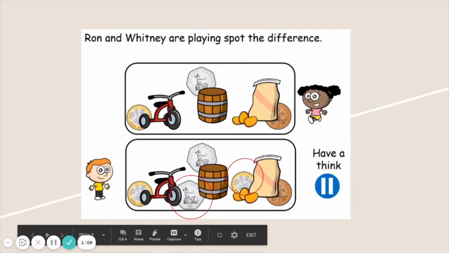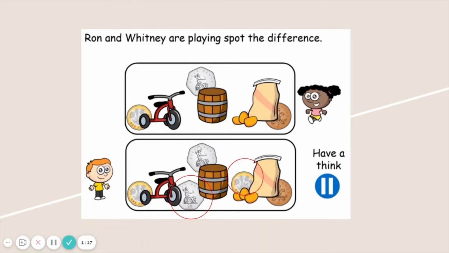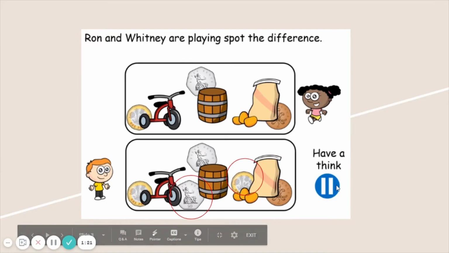And also, Ron has this coin down here. What coin is this? Shout it out. 50p. Excellent. So that is something else different about their pictures. Whitney, she's got a 50p up here, and so does Ron. That's the same, but she doesn't have a 50p down here. That's different.